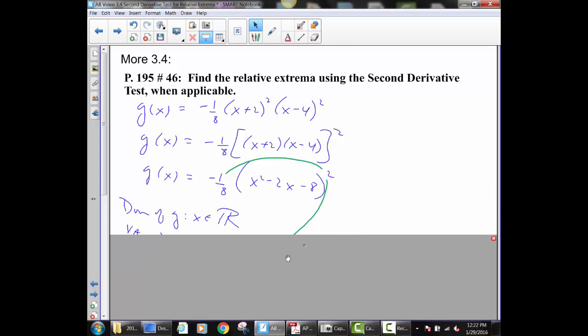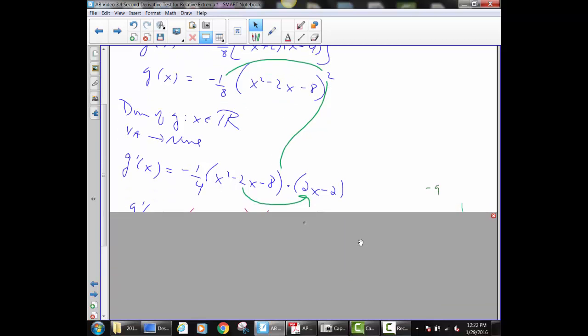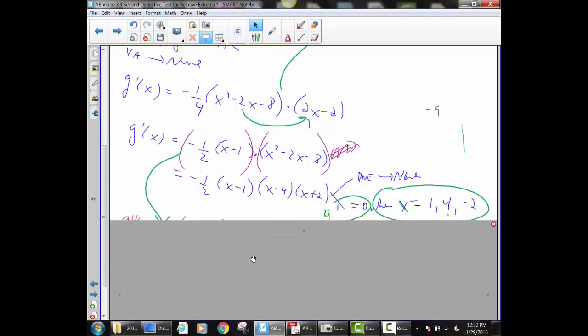So now my domain is all real numbers, it's a polynomial, there's no vertical asymptote. The first derivative is negative 2/8, which is 1/4, times x squared minus 2x minus 8 to the power of 1, times, by the chain rule, the derivative of that. I could pull out the 2 from here, and then the 2 over 4 will be a half. When I pull out the 2, that'll be x minus 1. And this factors into x plus 4 times x plus 2. So here it is all nice and factored. It never doesn't exist. And of course, what we're interested in is the critical numbers that make the first derivative 0. It's 0 when x equals 1, 4, or negative 2.